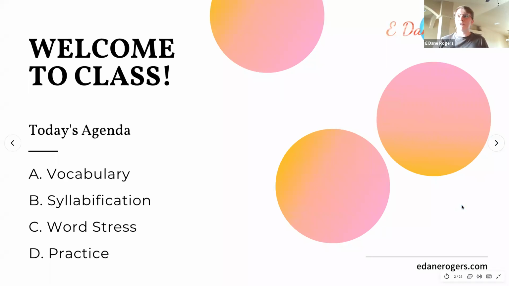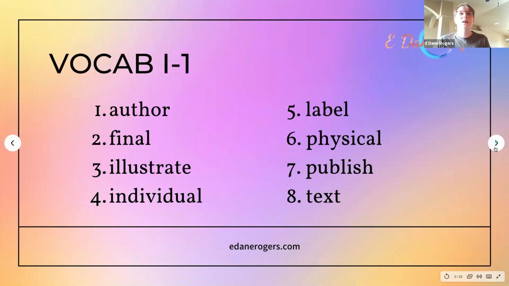So we're going to start with vocab. We're going to review our 8 vocab words that we're going to be studying this week. We're going to talk about syllabification, which is how we make syllables, and then word stress, and then we're going to do a bit of practice. So let's start. These are our 8 words. You should probably be familiar with most of them. Author, final, illustrate, individual, label, physical, publish, and text.